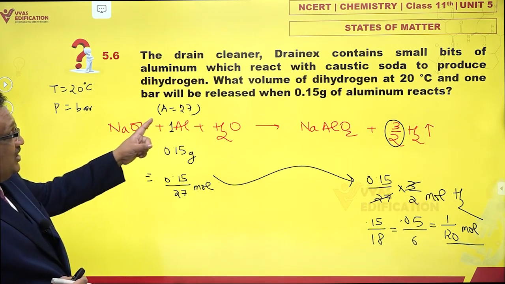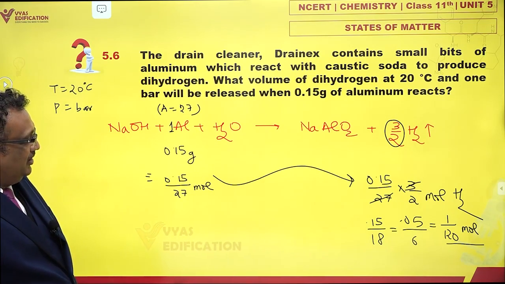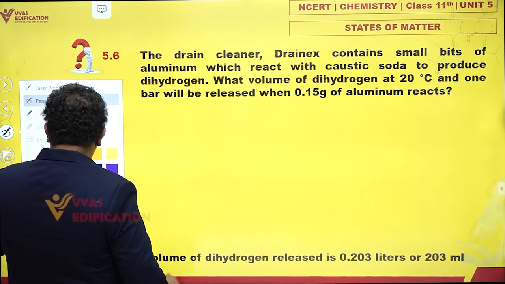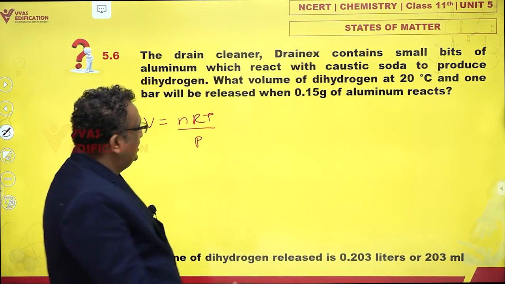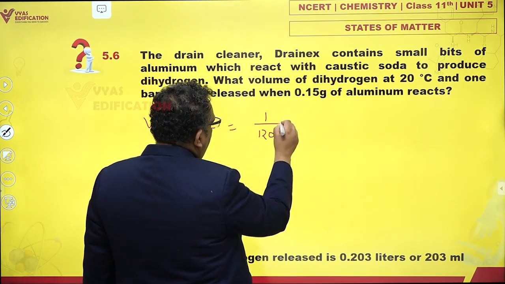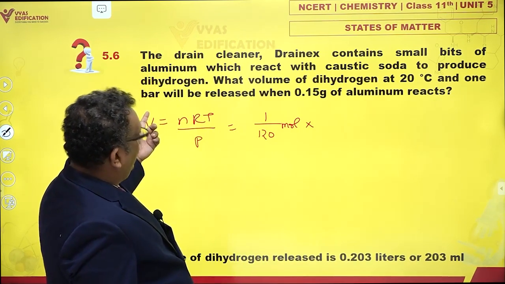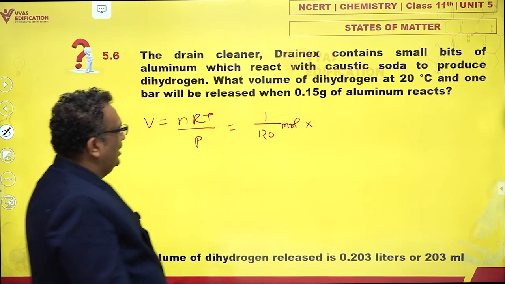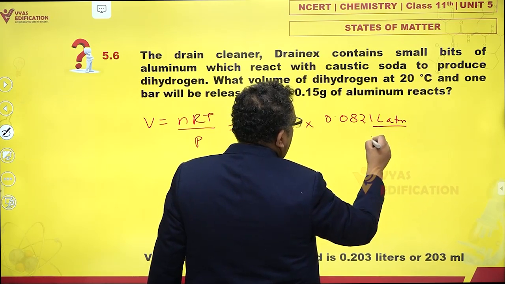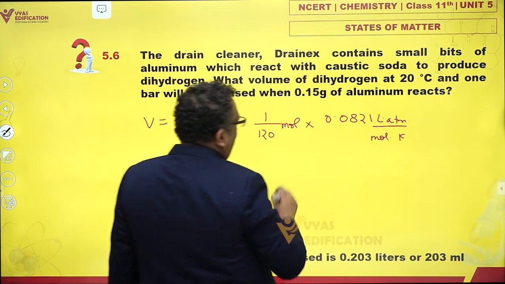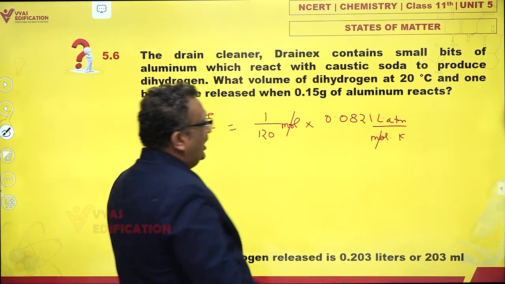Now, they have asked me the volume. I know the moles, I know the temperature, I know the pressure, and V, I remember, is nRT upon P. How many moles? I have 1 upon 120 moles of hydrogen. Volume, if you report it in liters, R is 0.0821 liter atmosphere per mole Kelvin. This is how you should record it with units. Temperature, 20 degrees Celsius is 293 Kelvin.